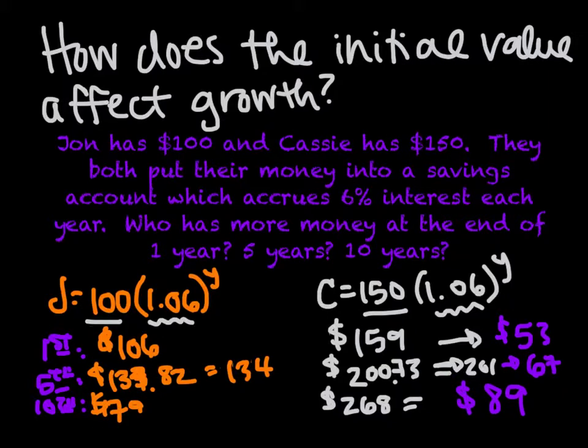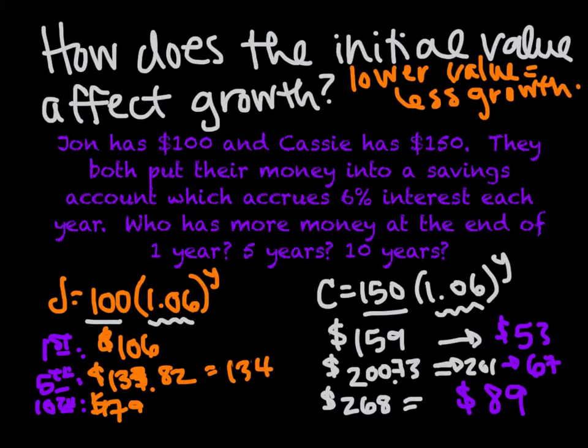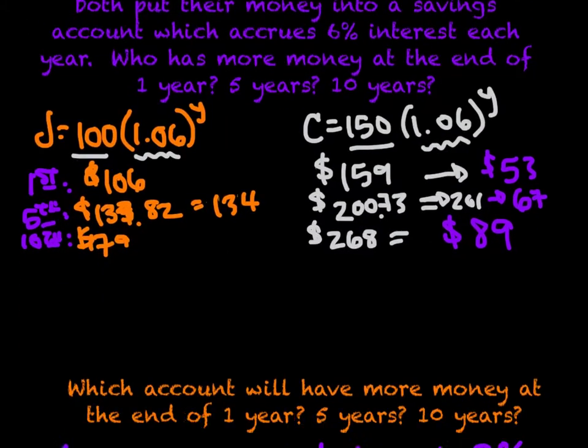So in all reality, how does the initial value affect the growth? Well, lower initial values equal less growth than higher initial values, even if we have the same growth factor. So they don't grow at the same amount because that initial value really affects it. So let's move on a little bit.